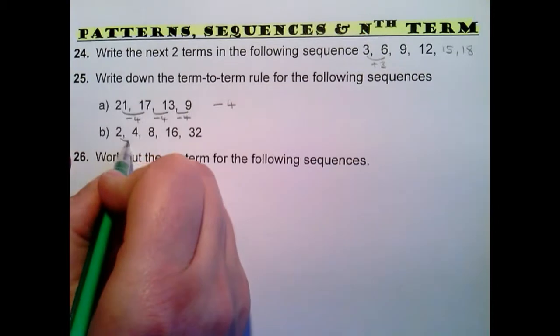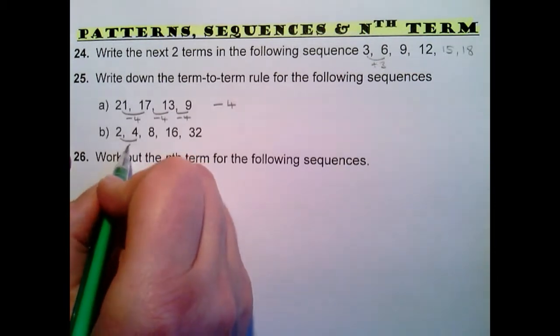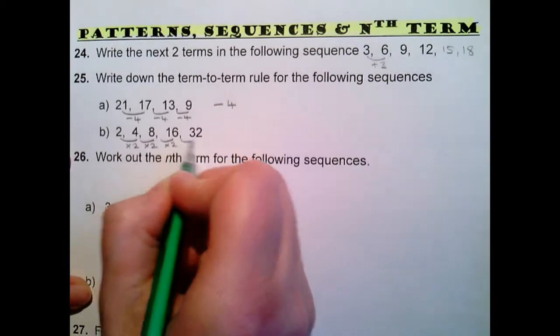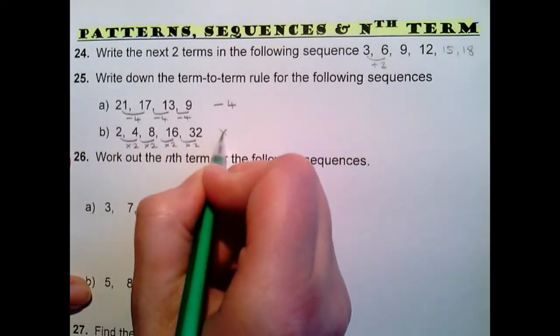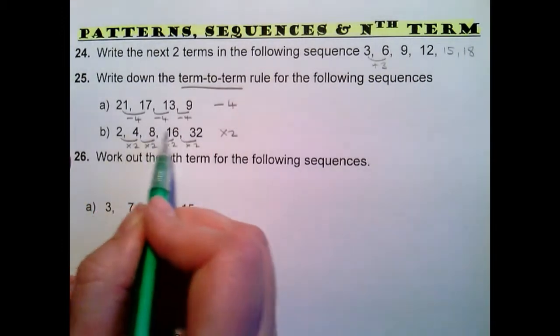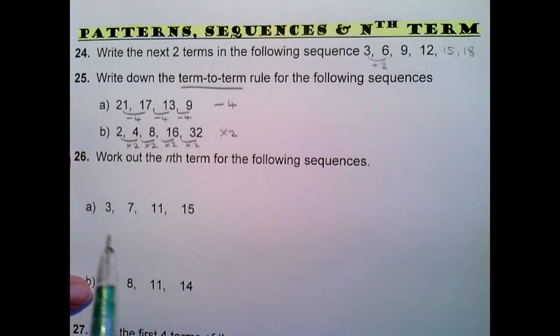The next set of numbers are getting bigger, but not by the same amount each time, so that means that it must be timesing. So 2 times 2 gets you 4, times 2 gets you 8, times 2 gets you 16, times 2 gets you 32. So times by 2 would be the term to term rule. So each of these numbers here are just a term, so they want to know how you get from this one to this one to this one to this one to this one.